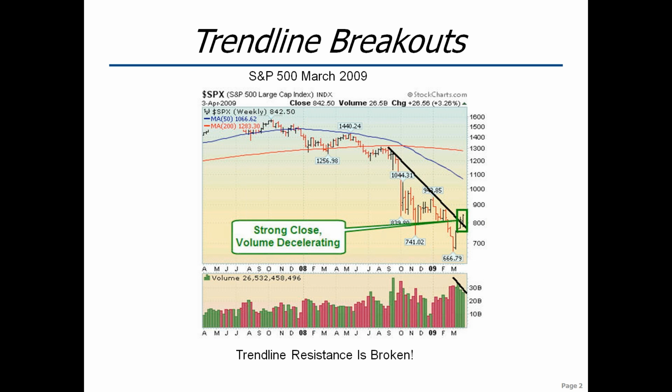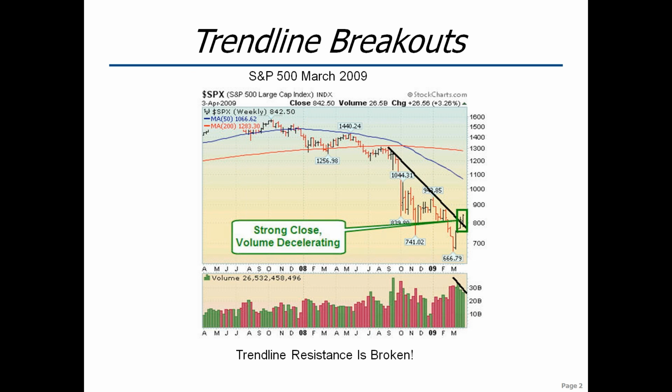So here's a chart of the S&P 500 in March of 2009. It's just important to go back and say, okay, what would I have done in real time? How do I use this in real time? Well, here's a downward trend line. You saw the 50-day moving average as a blue line. It undercut the red line, which is a 200-day moving average, which is also known as a death cross.